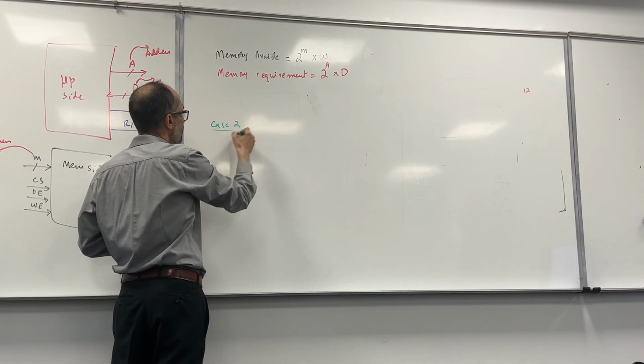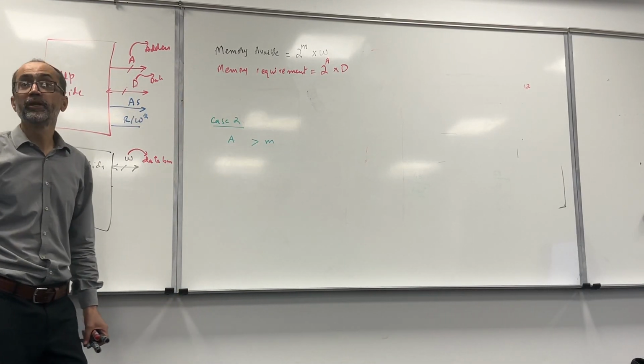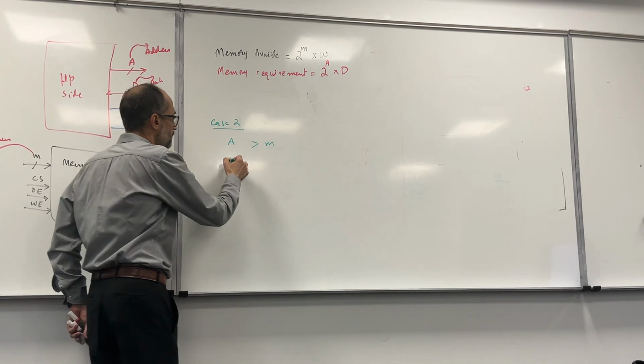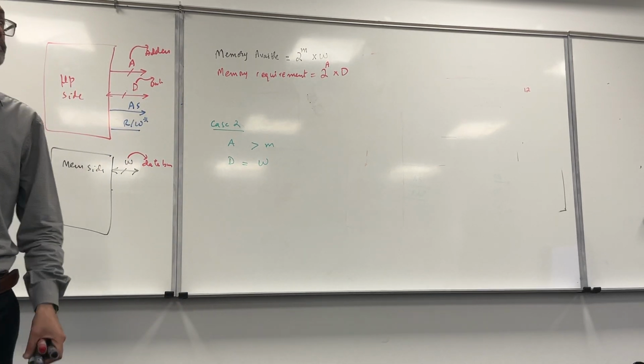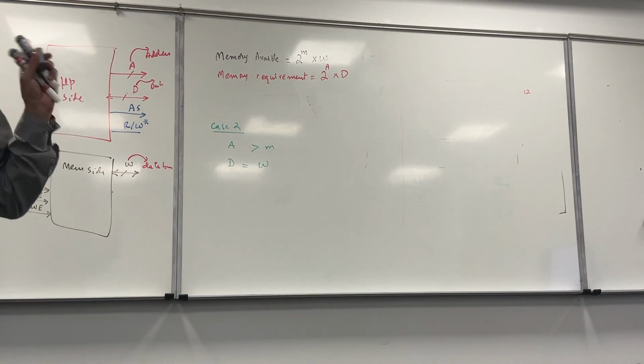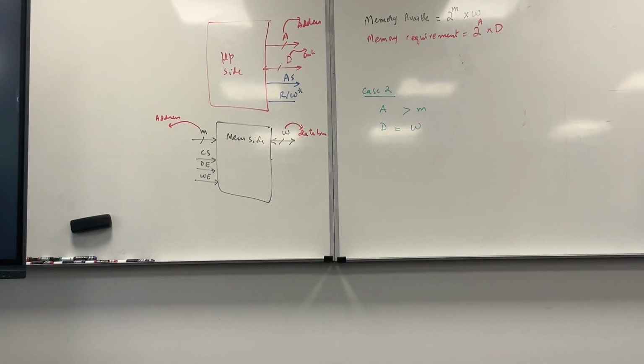In case number 2, A is greater than M, and D is equal to W. It means that the number of address lines on the microprocessor side is greater than the number of address lines on the memory side. Now we do it with an example.